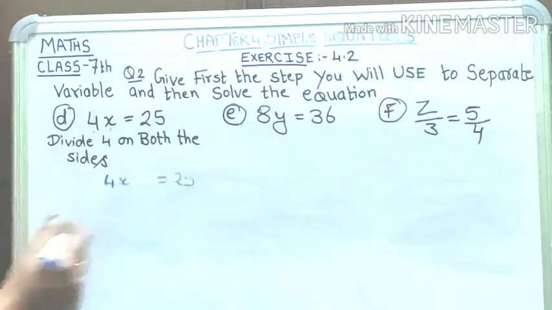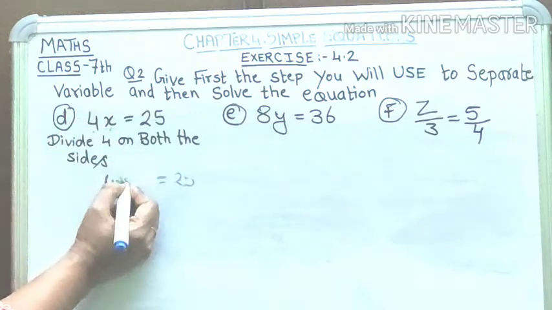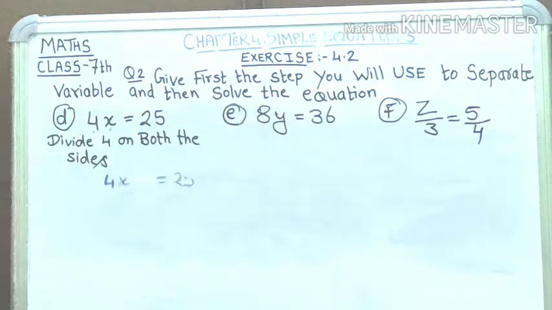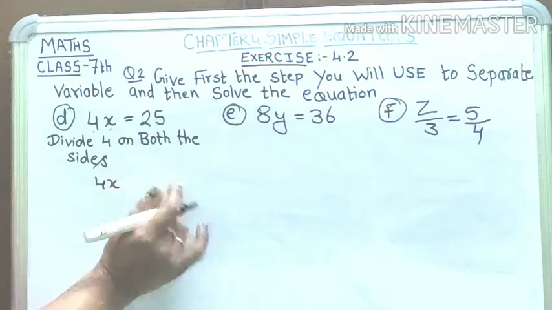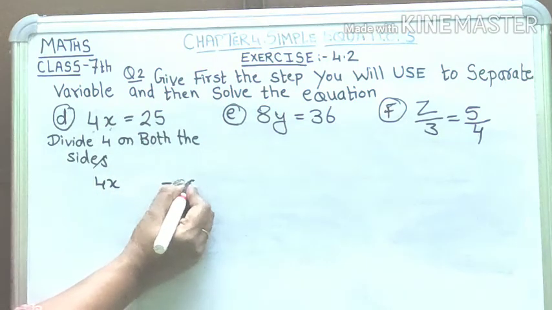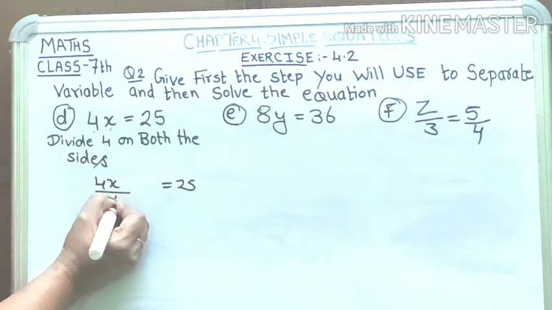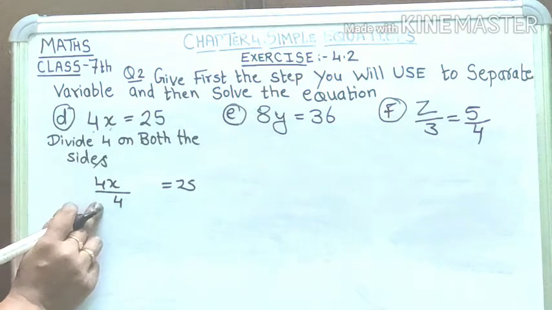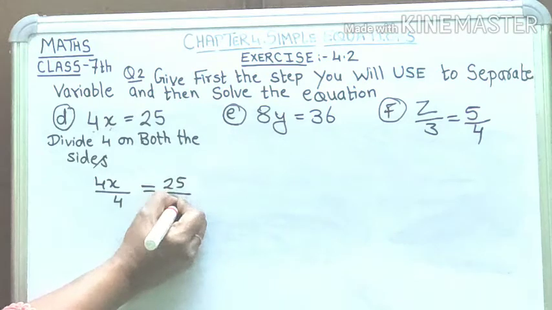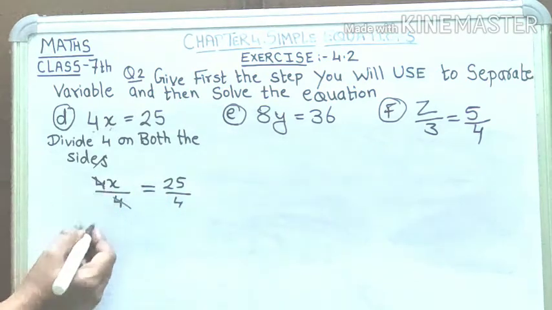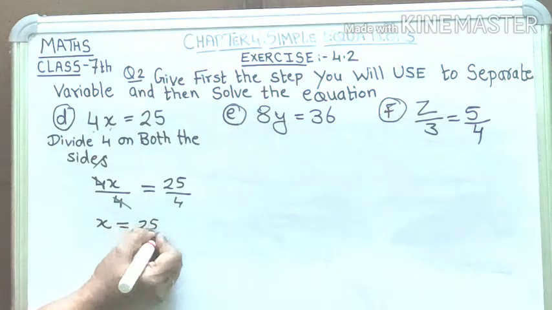So what we have to do? Multiplication is given, so we have to divide. What number we have to divide? We have to divide 4. 4x equal to 35 is given, and in this multiplication is given, so we have to divide 4 on both the sides. So we will write it like this: 4x upon 4 equal to 35 upon 4. Now 4 and 4 can be cancelled. x is remaining. x equal to 35 upon 4.